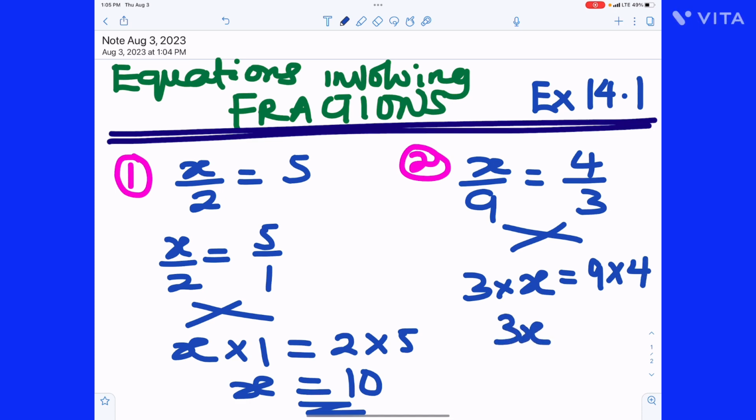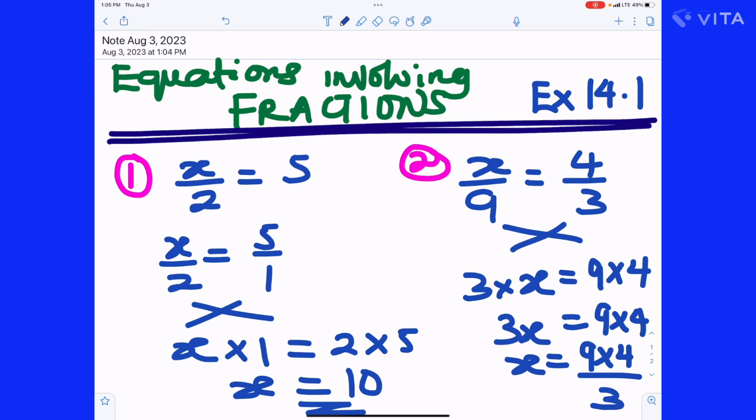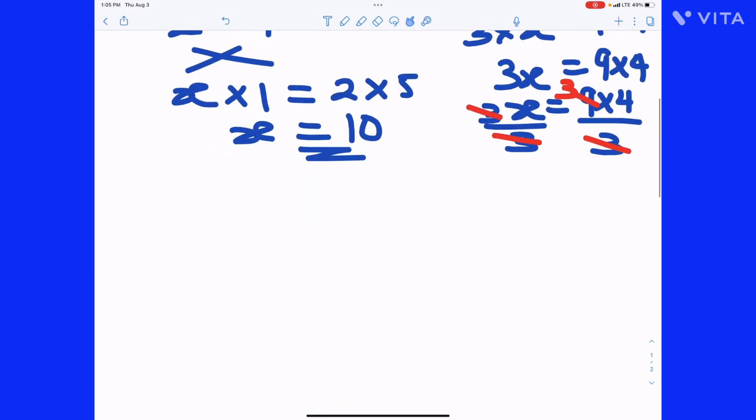3 times x is 3x. So 9 times 4, you can do it completely or leave it like that. This will give you 9 times 4 over 3. Just like dividing both sides by 3. So 3, we cut 3 here. 3 in 3, 3 in 9, 3. 3 times 4 is what? 12.